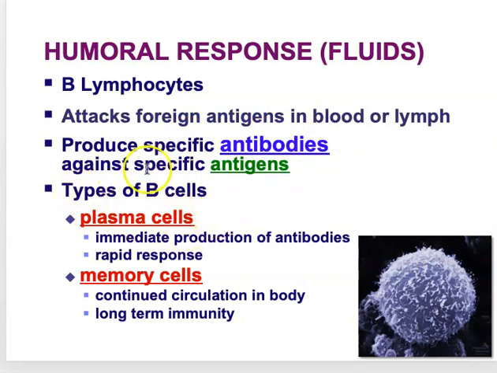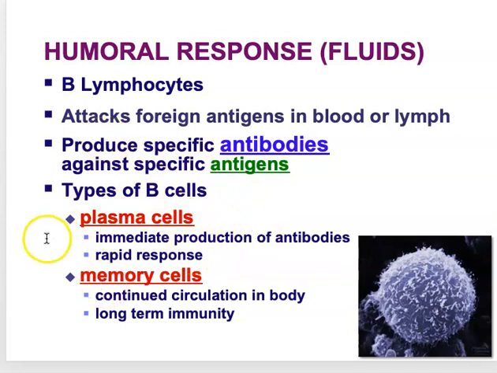You have different types of B cells. There are B cells in the plasma that are immediately producing antibodies all the time to attack any sort of antigen that's coming into your body, and it is a very rapid response. And you're also going to produce B cells that are called memory B cells, and we're going to talk about that later on.